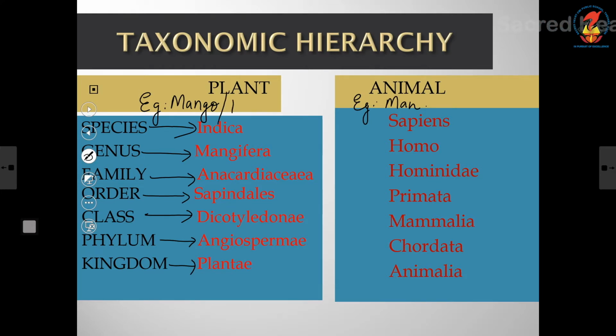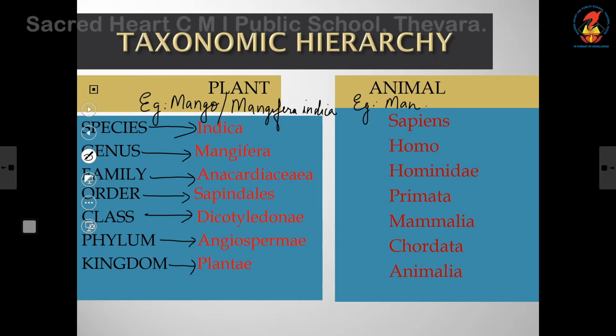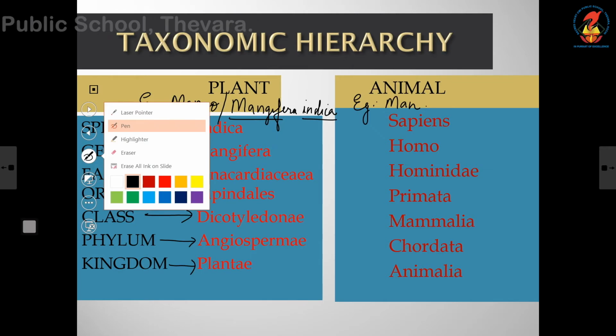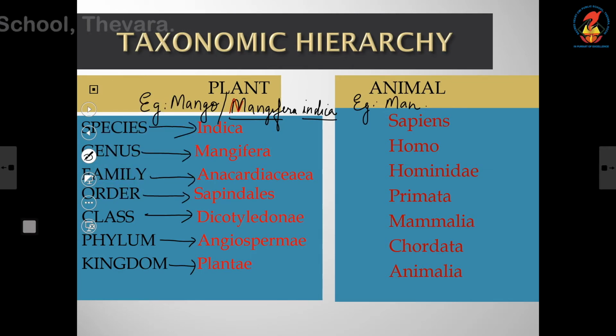So mango is called Mangifera indica. So I have applied the rules of binomial nomenclature. I started with the genus. It has two words, genus and species. Genus starts with a capital letter, and species with a small letter, with a gap, and I have separately underlined.